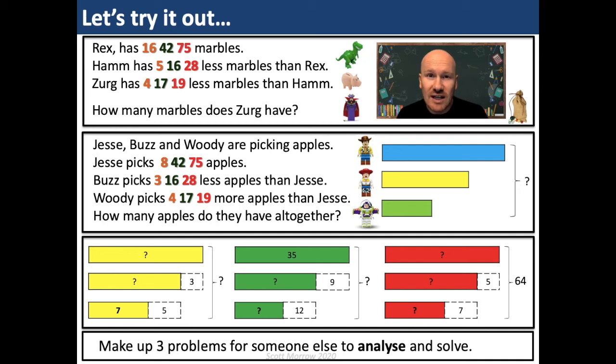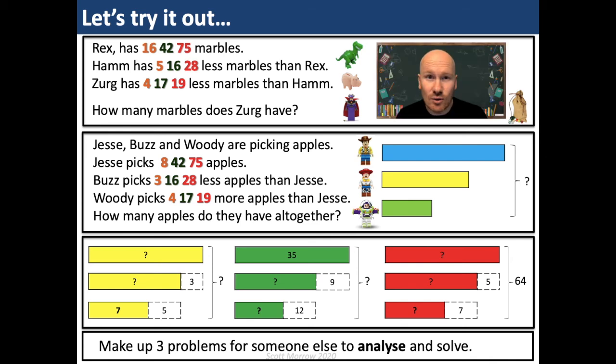If you're going for the green question, in this case, we know the largest part is 35. We don't know the middle part or the smallest part. We don't know the whole amount, but we do know that the difference between the largest and the middle is 9, and the difference between the middle and the smallest is 12. So which of those question marks can you get? Can you work out those 2 parts that we don't know? Can you work out the whole amount?